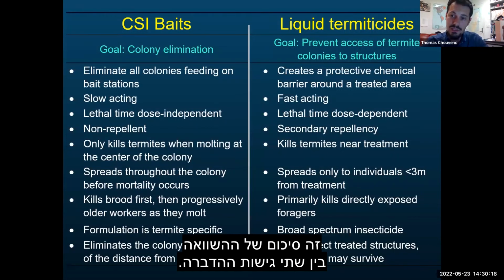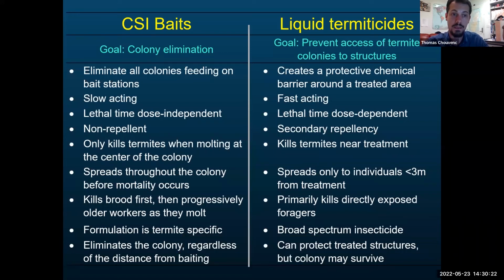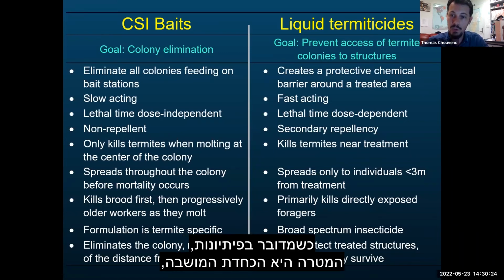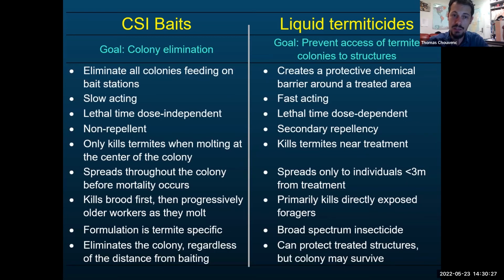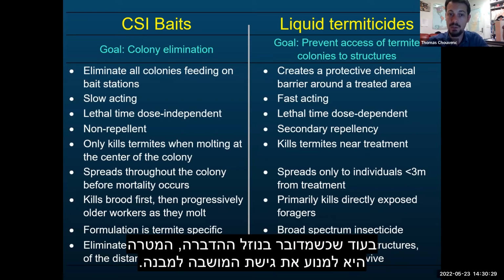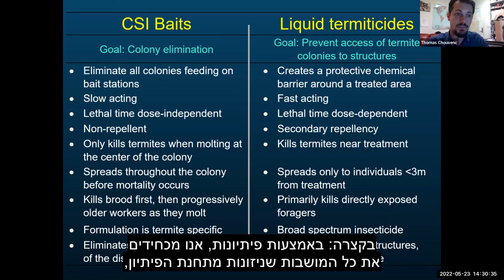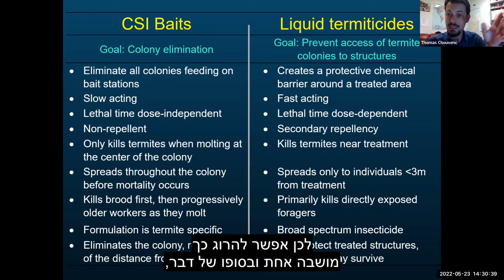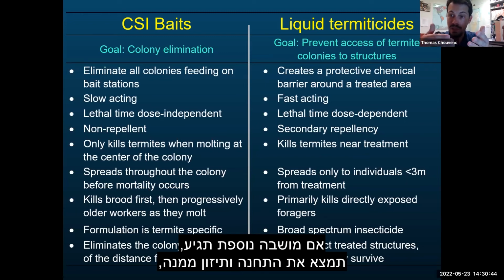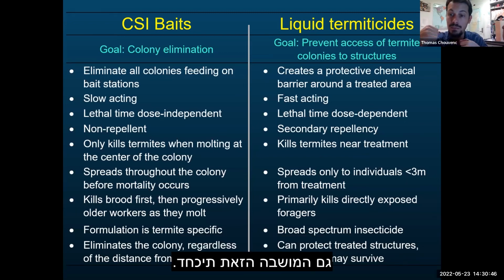Now, this is a summary of the comparison of the two control approaches. With baits, the goal is colony elimination, while with liquid termiticide, the goal is to prevent access of a colony to the structure. Quickly, with baits, we eliminate all colonies feeding on the bait station. So you can kill one colony with it. And eventually, if another colony comes, finds the station and feeds on it, it will also eliminate that colony.